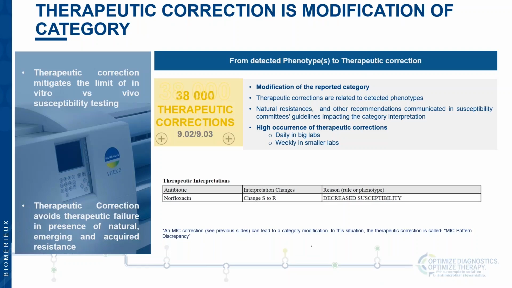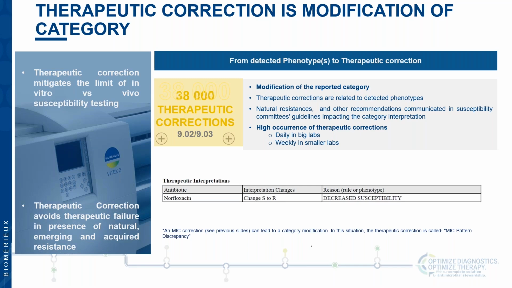The next step after biological validation is the proposed therapeutic corrections. So as you know, the test that you're doing in the lab is an in vitro test, and we all know sometimes the outcome in vivo might not fully correspond to the lab test. So to avoid therapeutic failure, the AES will propose therapeutic corrections based on the mechanism of resistance detected.